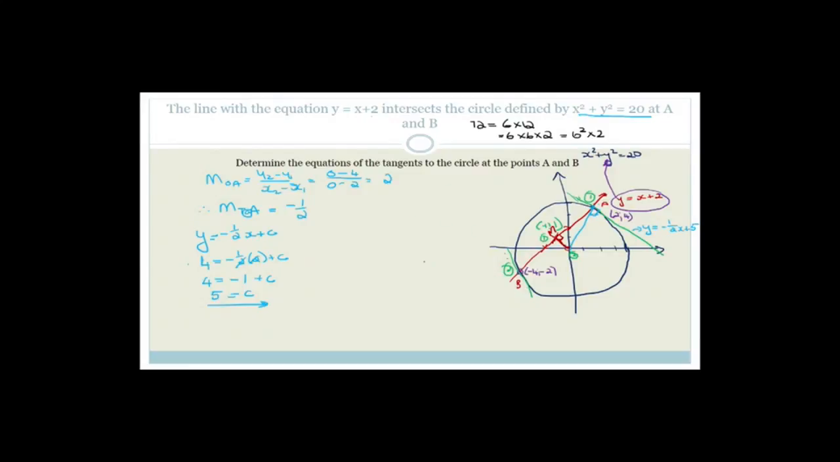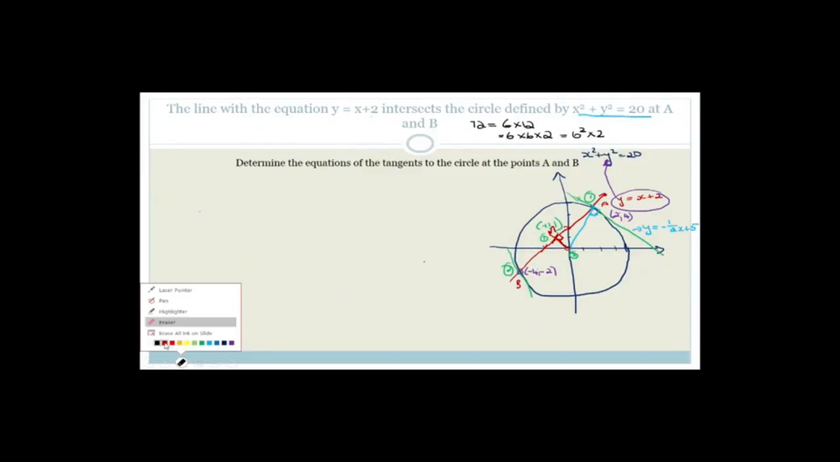Now we need to find the equation of this tangent. So now we need again the gradient of OB. So let's work with black. So M of OB, now we're going from here to here. And I'm going to call this point 2 again. I'm going to call this point 1. It is going to be y2 minus y1 over x2 minus x1.